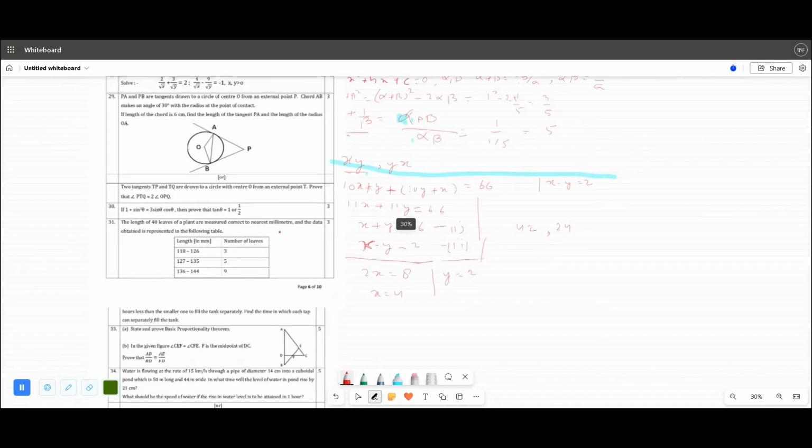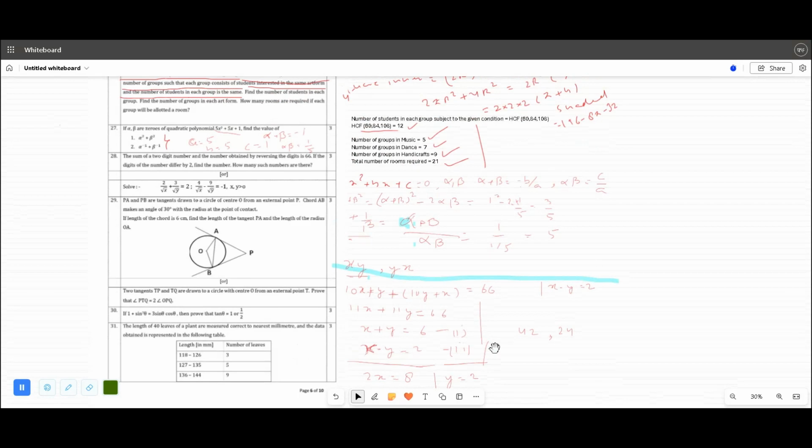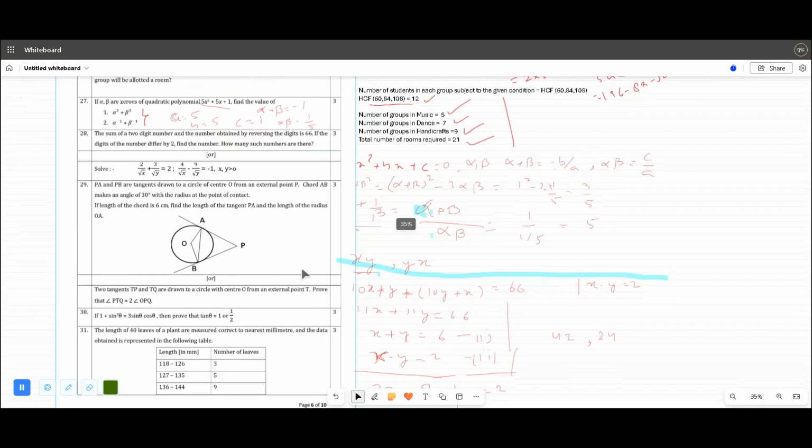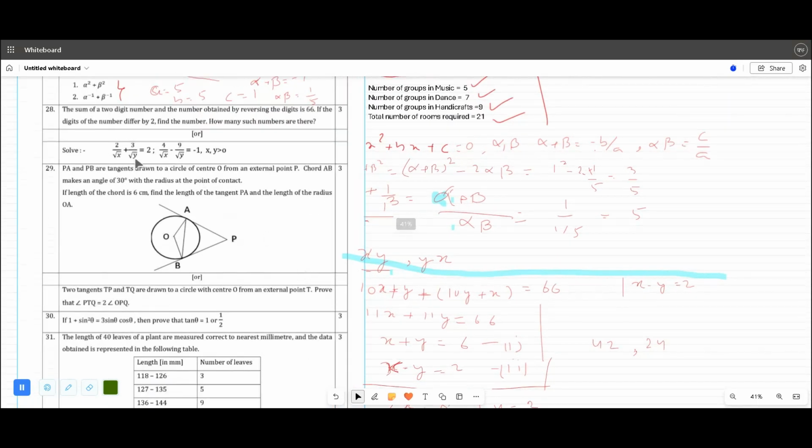अभी नेक्स्ट क्वेश्चन है, ओके, we have to go up and check it. Next question is, if 2 by root x plus 3 by root y is equal to 2 and 4 by root x minus 9 by root y is equal to minus 1, xy is greater than 0, that is what you have to solve.